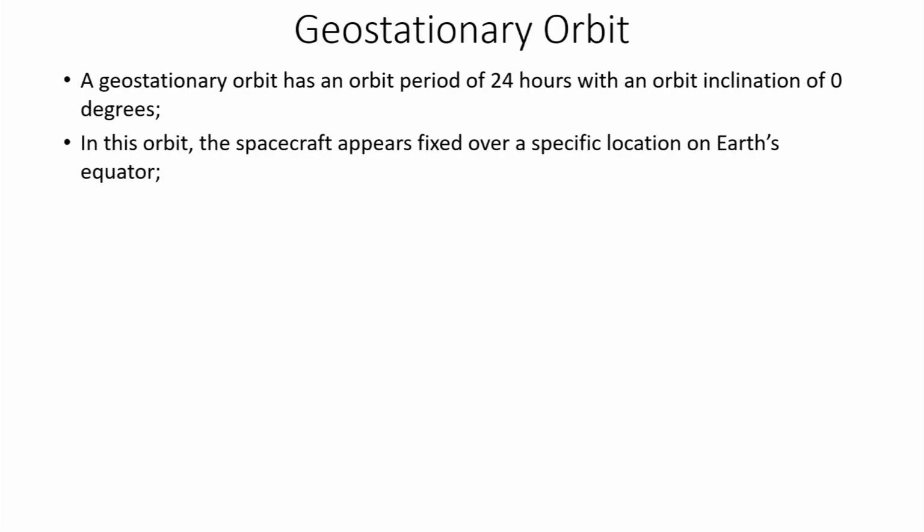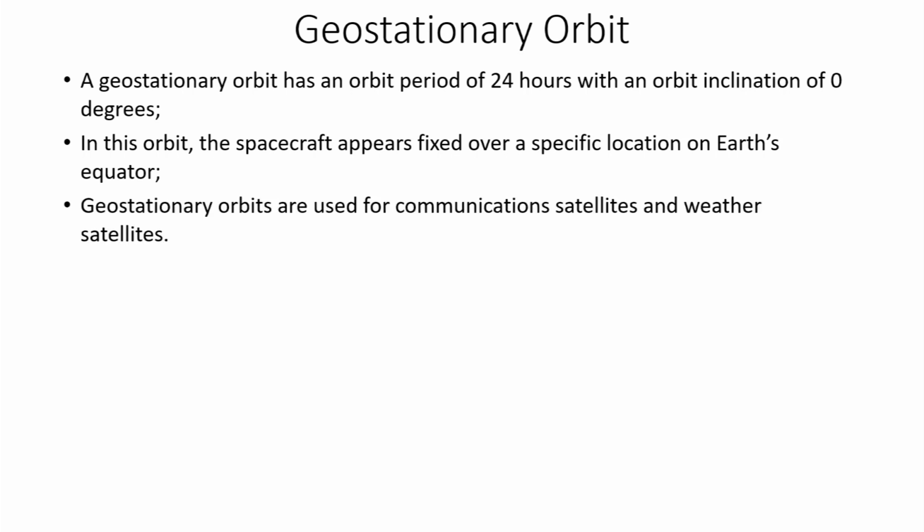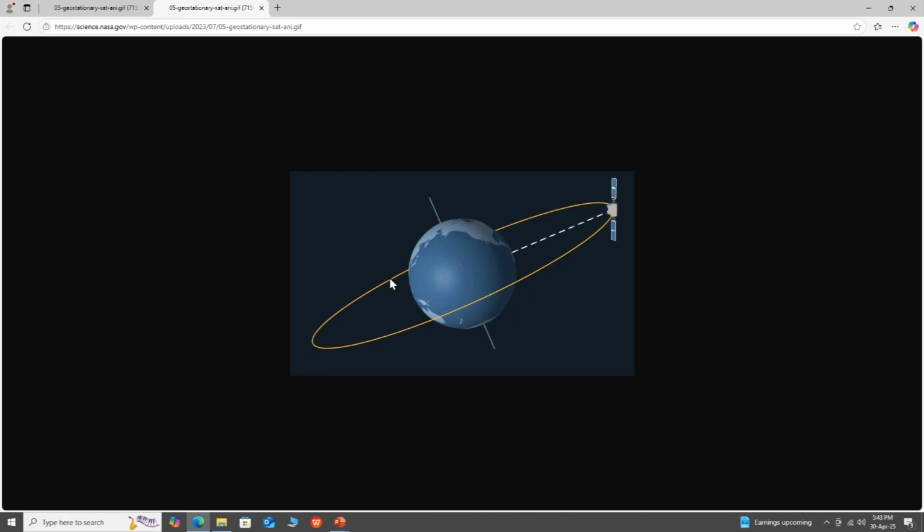In this orbit, the spacecraft appears to be fixed over a specific location on the earth's equator. This is because the speed of the satellite and the speed of the earth's rotation are the same. So the relative velocity between the two is 0. That is why the satellite seems stationary with respect to a point on the earth. When the satellite is revolving in a geostationary orbit, the sub satellite point is constant with respect to the satellite.